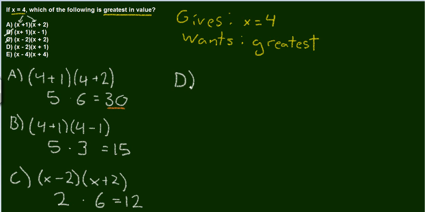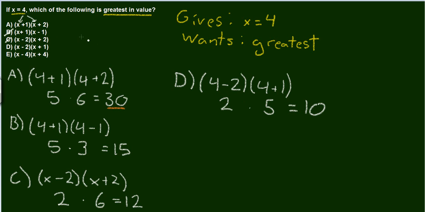D. What's D going to be? 4 minus 2 times 4 plus 1. 4 minus 2 is going to get us 2. 4 plus 1 is going to get us 5. 2 times 5, 10. Not quite 30. Let's rule out D. Finally, we've got E.